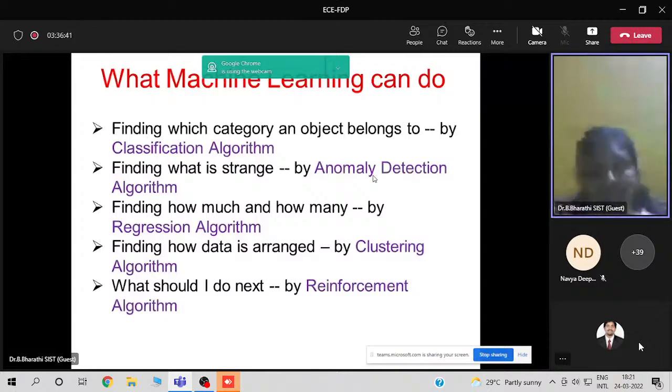Then anomaly detection: what is different or what is strange? Say we have a surveillance video, and you want to find out what behavior differs from normalcy, an anomalous behavior in the video. For surveillance in various railway stations and public places, you have anomaly detection algorithms in place. This is an example of a machine learning algorithm.